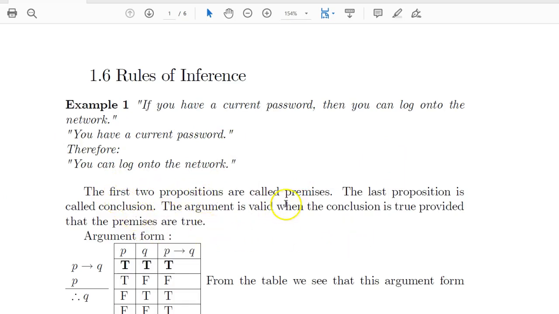The first two propositions are called premises. The last proposition is called the conclusion. The argument is valid when the conclusion is true, provided that the premises are true.